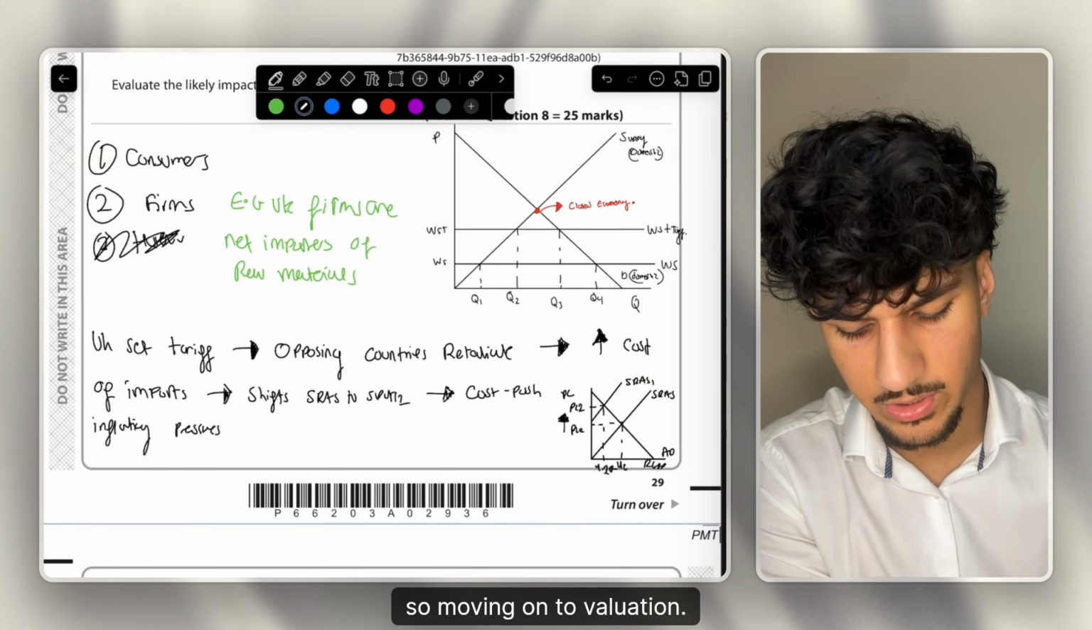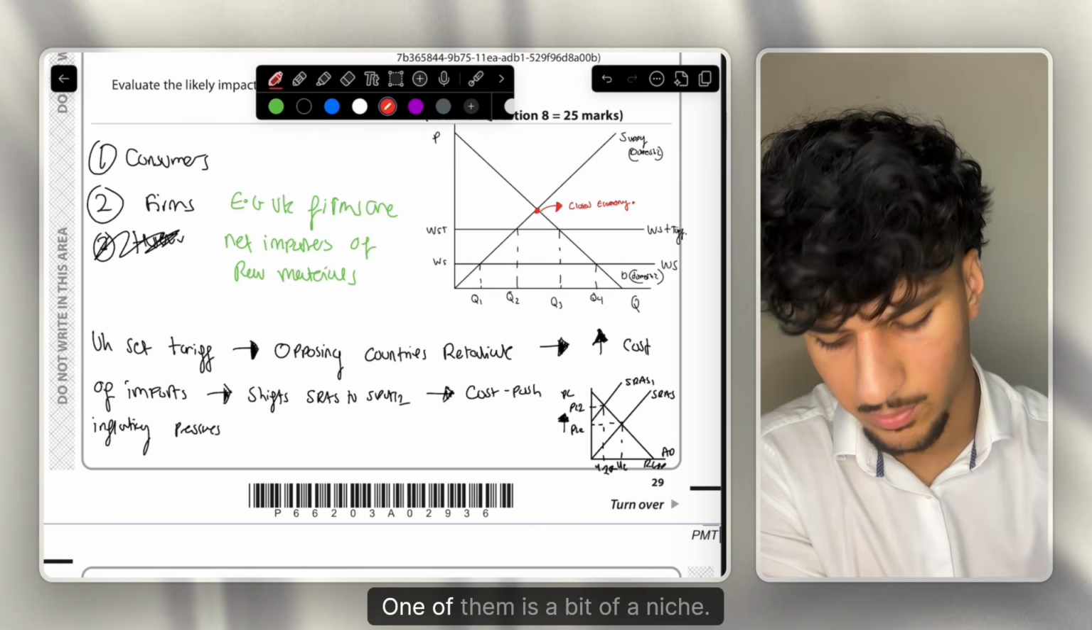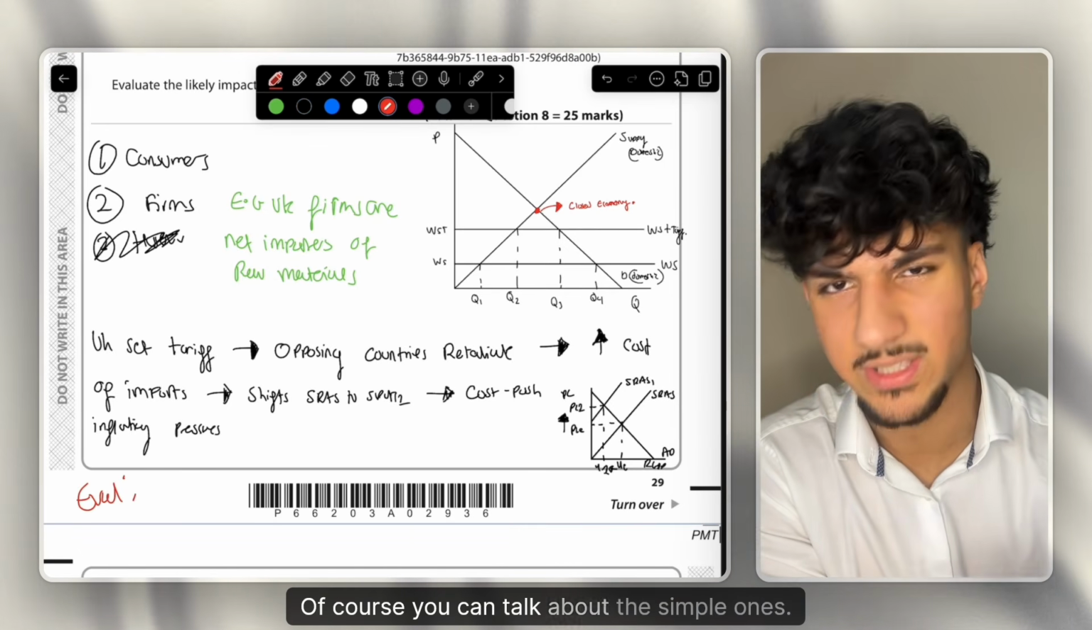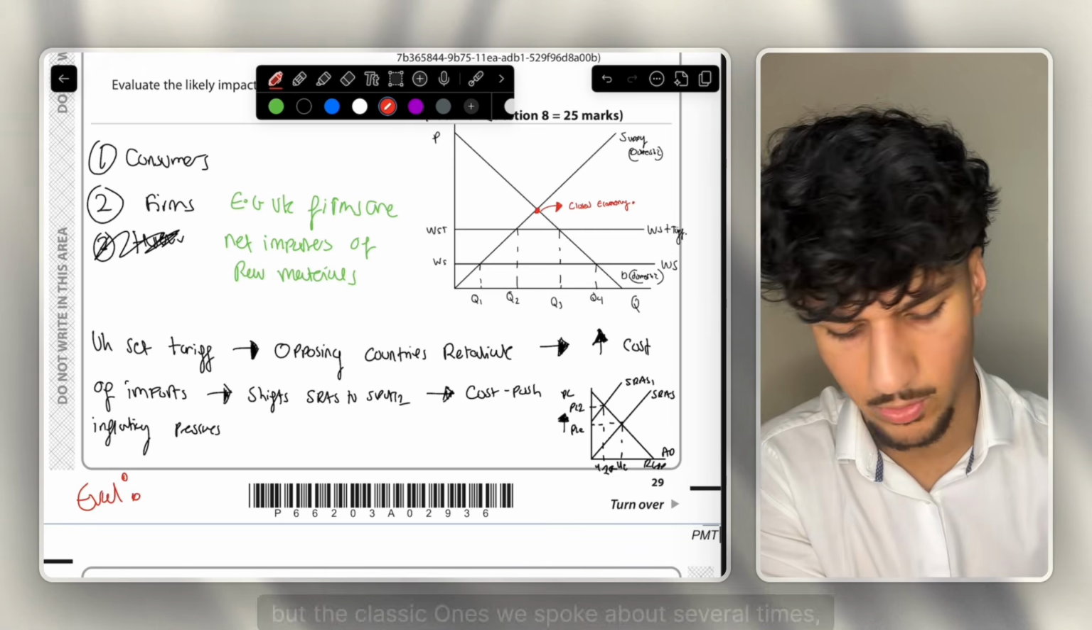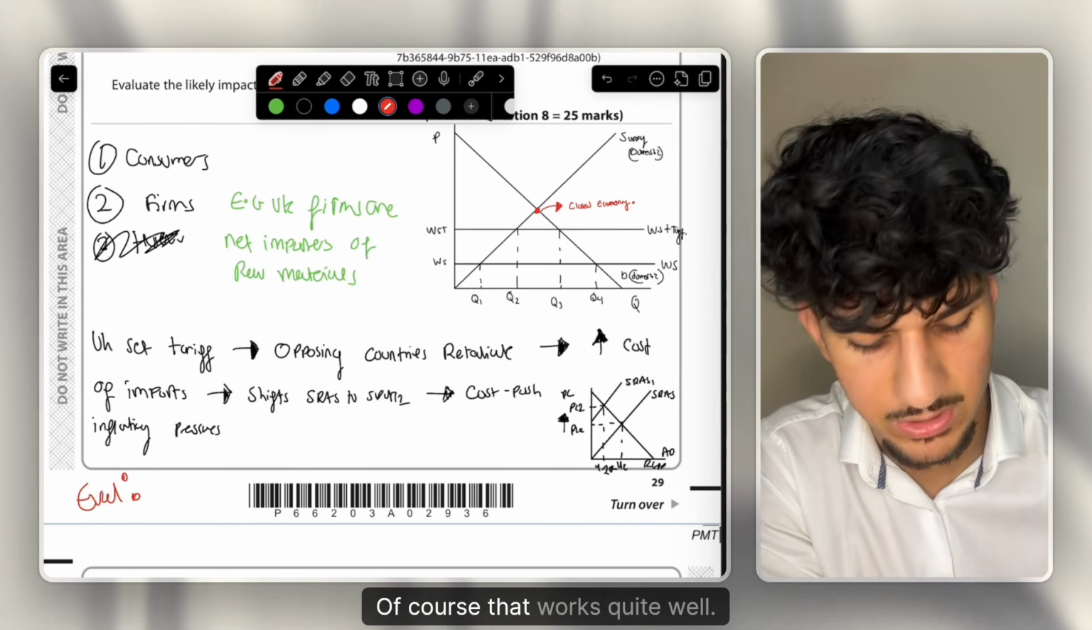Okay, so moving on to valuation, there are several different valuation points you can talk about here. One of them is a bit of a niche. Of course, you can talk about the classic ones we spoke about several times, which are size of tariff. That works quite well.